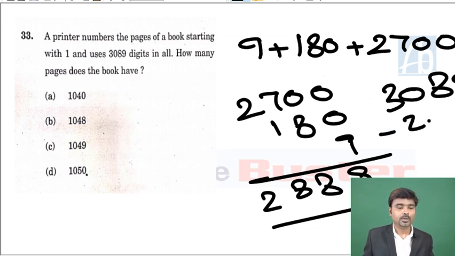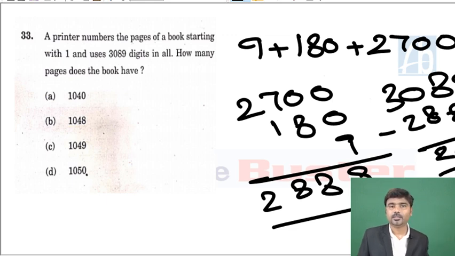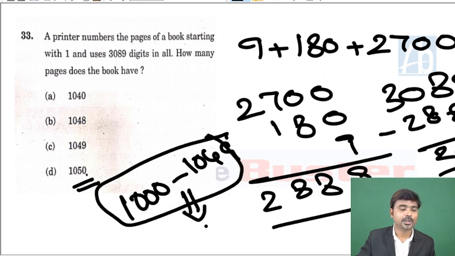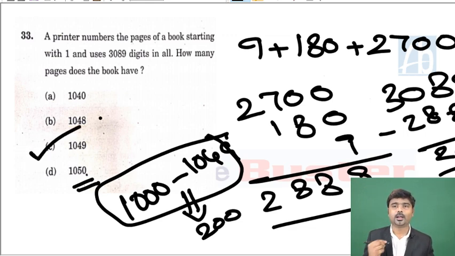What's the remaining? Remaining is 3089 minus 2889, 200, right? 200. So how many numbers? Okay, up to what number? Don't make a mistake, remaining from 1000, 4 digit numbers start from 1000, right? Don't make a mistake. 200 digits at 4 per number is 50 numbers, so 1000 to 1049. How many digits you need to type? 200. So the answer for this question is 1049, 1050 is the most probable wrong answer.